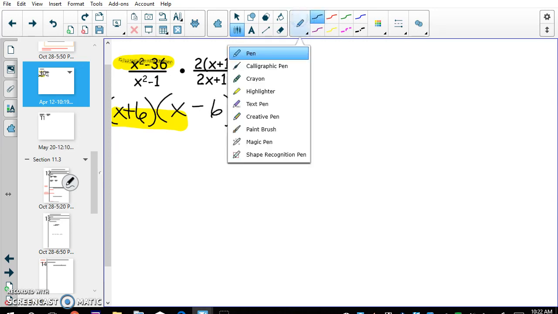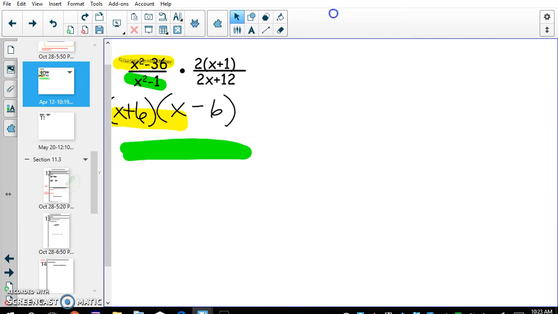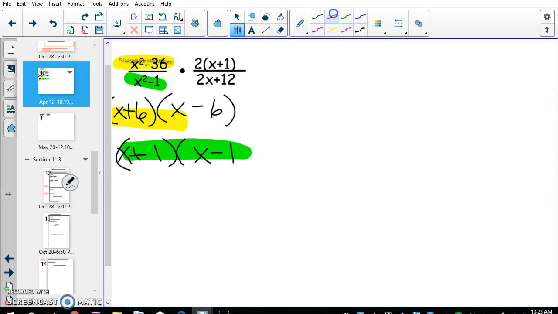Then I want to go in and say, okay, how about the bottom? Is there anything on the bottom that I can simplify? And the answer is yes to that as well. So on that, x squared minus 1, what does that simplify to? x plus 1, x minus 1.